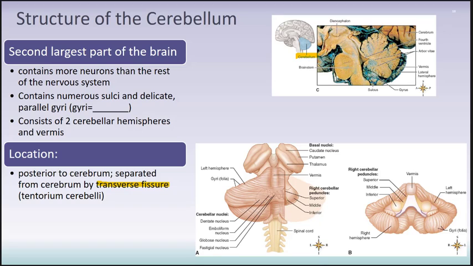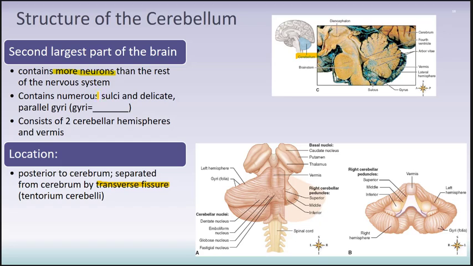Now, even though the cerebellum is the second largest part of the brain, so after the cerebrum, it contains more neurons than all other parts of the nervous system combined. And it's said to have a lot of computing power compared to the other parts of the brain. So much more neuron present.